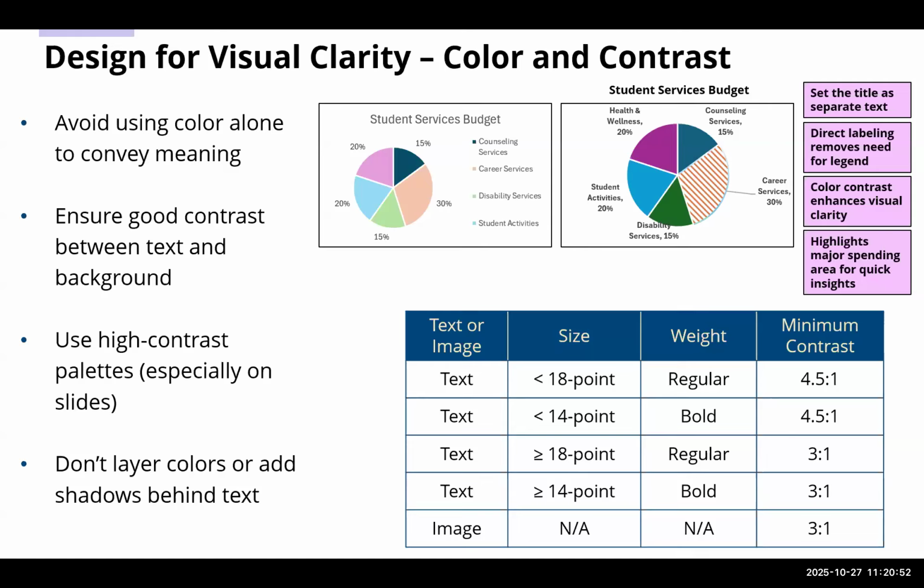So if you look at the 2 pie charts on the slide, the one on the left shows student budget services distribution using a color legend and low contrast, while the one on the right-hand side includes clear labels, exploded sections, higher contrast, and annotations that make it easier to understand at a glance. So the difference here shows how thoughtful use of color as well as contrast can transform a design from confusing to clear and accessible for everyone.